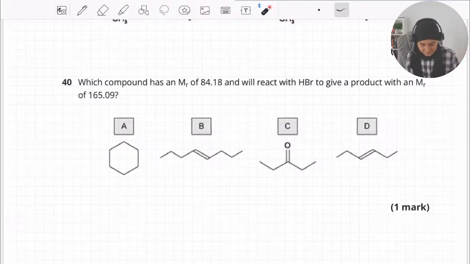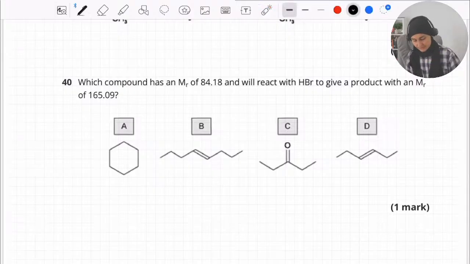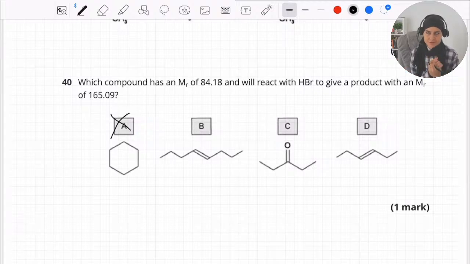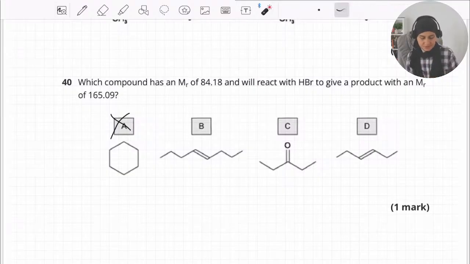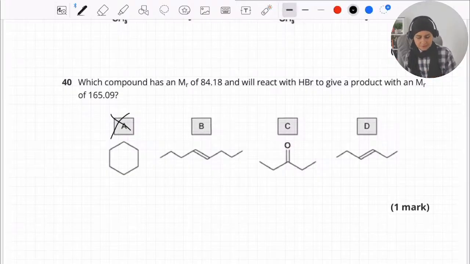Well, let's see. First of all, if it reacts with HBr, I know that it's not A, which is a cycloalkane. It's just an alkane. It can only undergo free radical substitution, at least from what we know in IB. It's not C. C is a ketone. You see, it's not a carbon-carbon double bond, it's a carbon-oxygen double bond. We haven't studied those, and it would not react with HBr. If you're unsure, maybe you can check, but I know that ketones don't react with HBr. And so it would be either B or D.